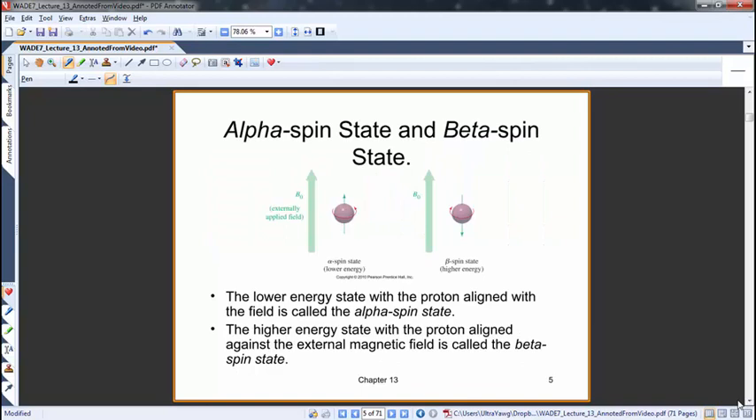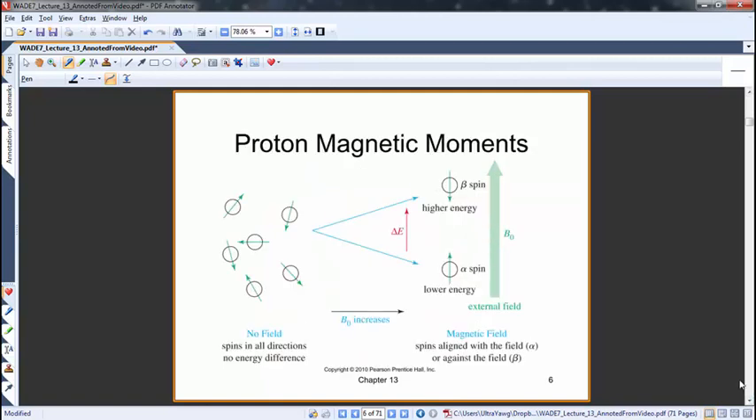What we're going to do is give these states some labels. The lower state we're going to call the alpha state, and the higher energy state we're going to call the beta state. What we're going to do in spectroscopy as chemists is force the alphas to turn into the betas by adding energy. So there's a difference in energy between the alpha state and the beta state.